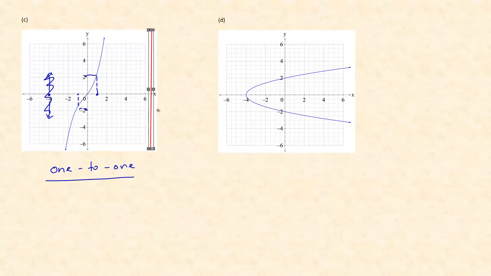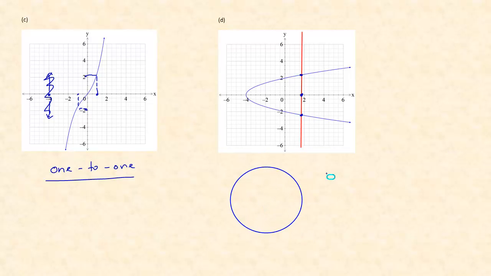If we look at this final one, we can see that it actually fails this vertical line test. That vertical line cuts twice. So we have an x value here that's giving rise to two different values. And if we look at that on here, that means we've got a single value over here in the domain giving rise to two different values in the range.